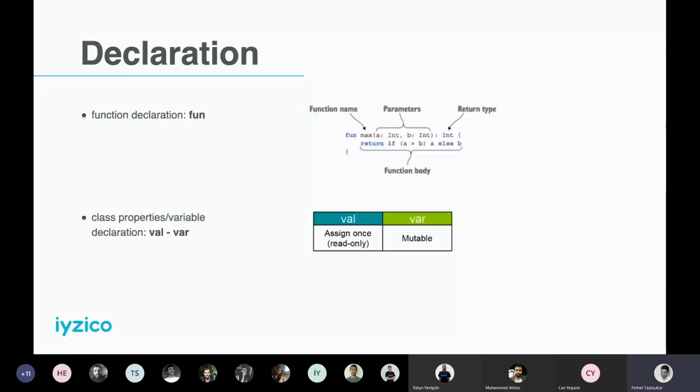If you want to define a variable or class property, you have 2 options, val and var. Val is equivalent to the final keyword, as you know from Java, and var is a mutable declaration. You can see an example on the right side. If you want to specify the variable type, you should indicate it like this.